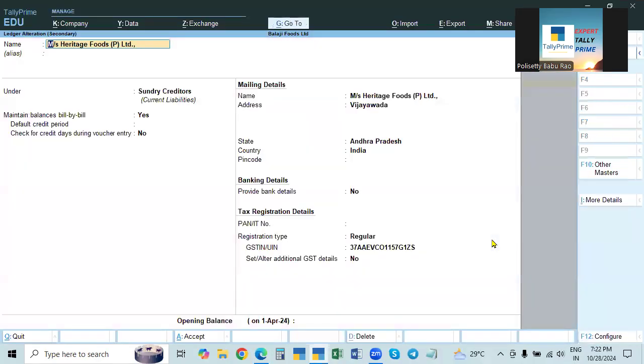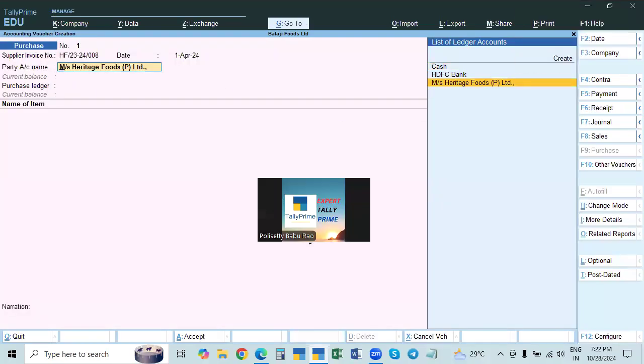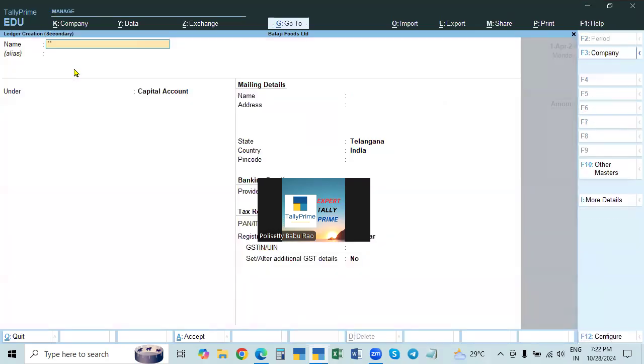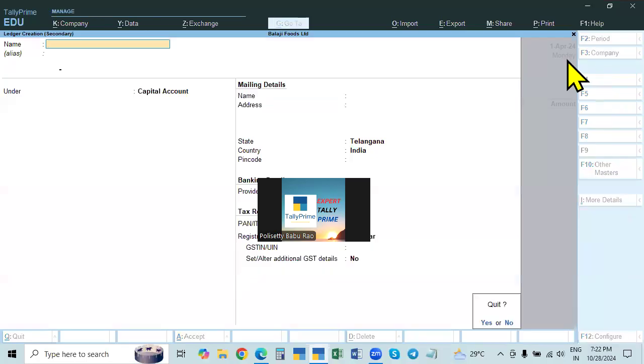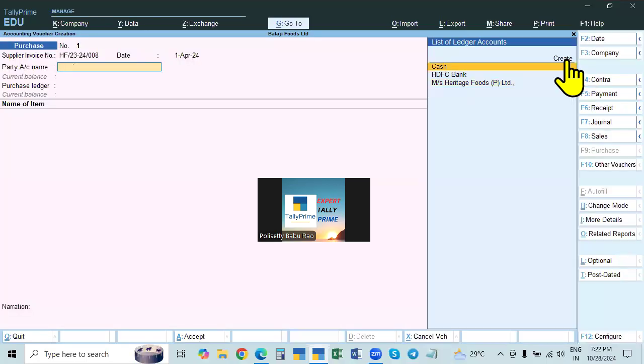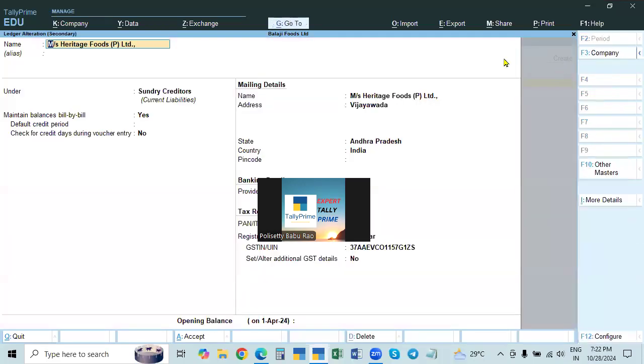So here, how are we creating it? We have to create that. Here itself, we can create with Alt C. When you come to this field, we can create by clicking Alt C, or just see here. If it is not there, there is also a create button, by clicking which you can create. I already created it. I am taking Sundry Creditors, bill by bill, everything is taken.